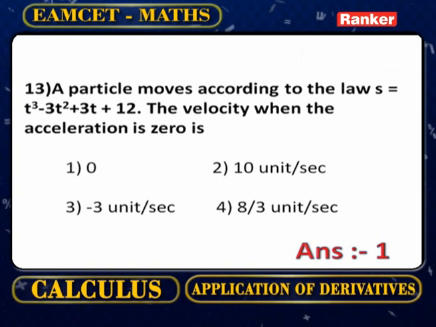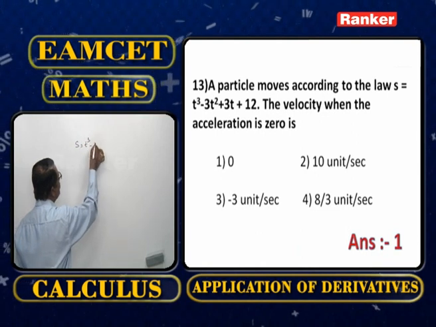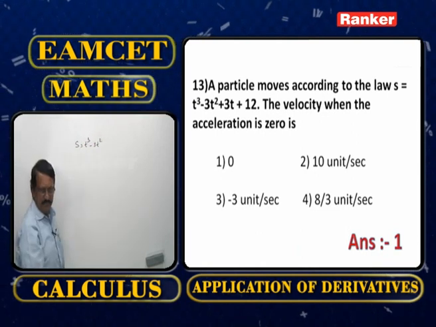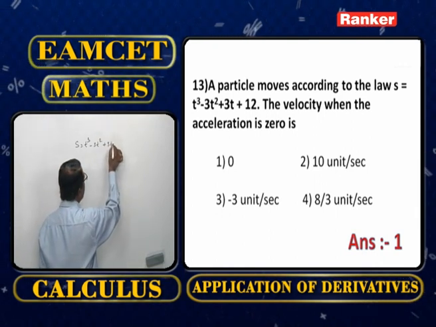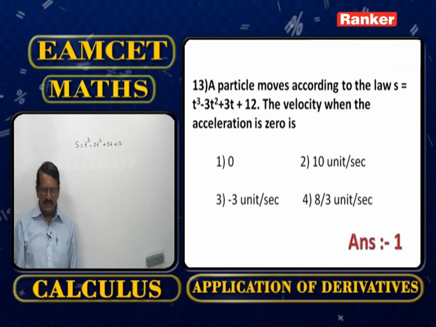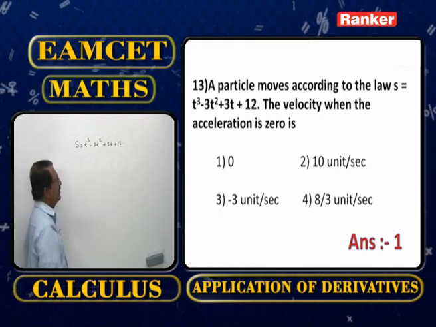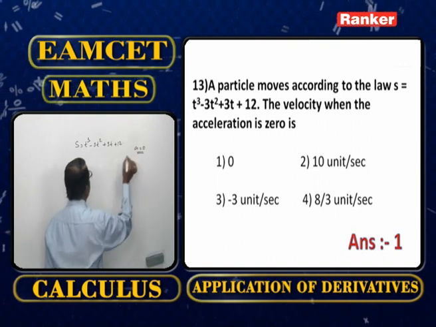A particle moves according to the law s equals t cube minus 3t square plus 3t plus 12. Find the velocity when acceleration is 0. Required velocity when acceleration a equals 0.